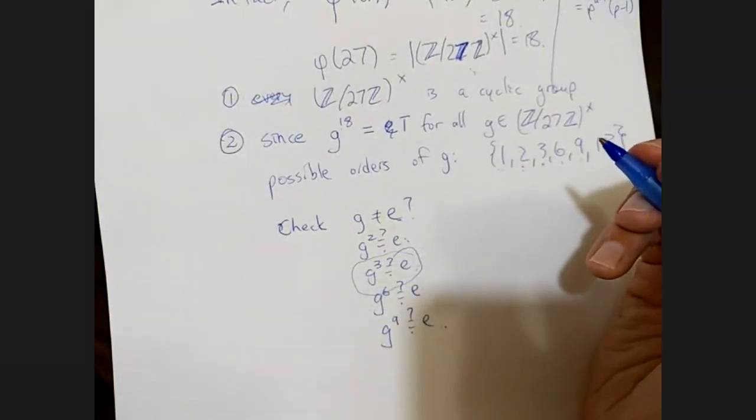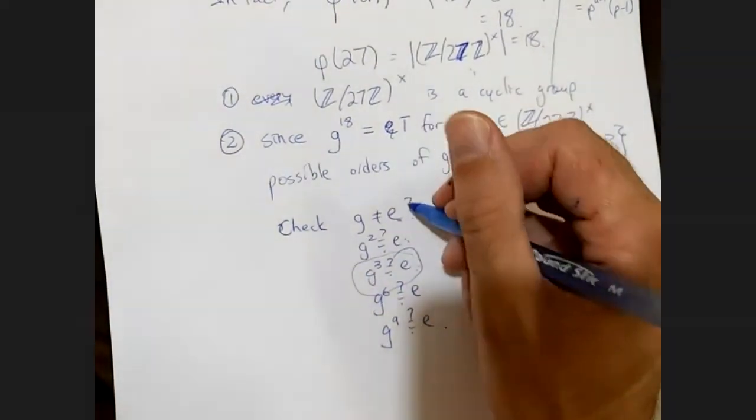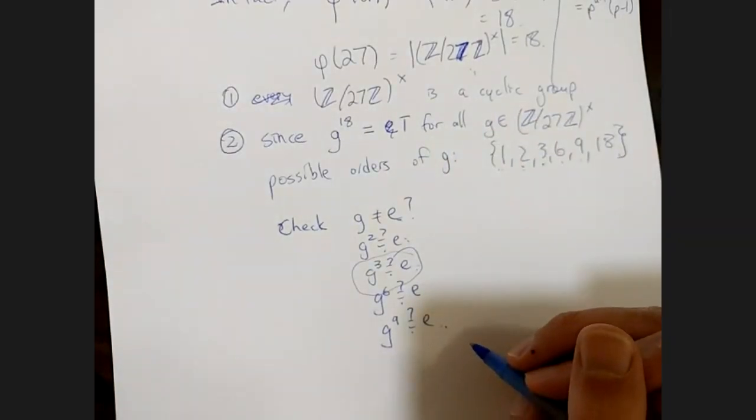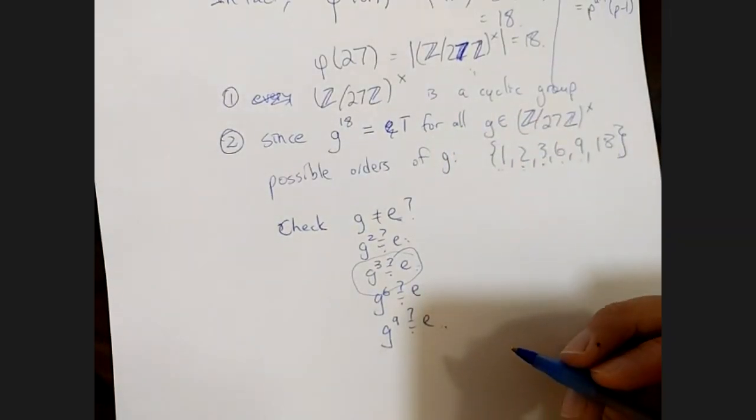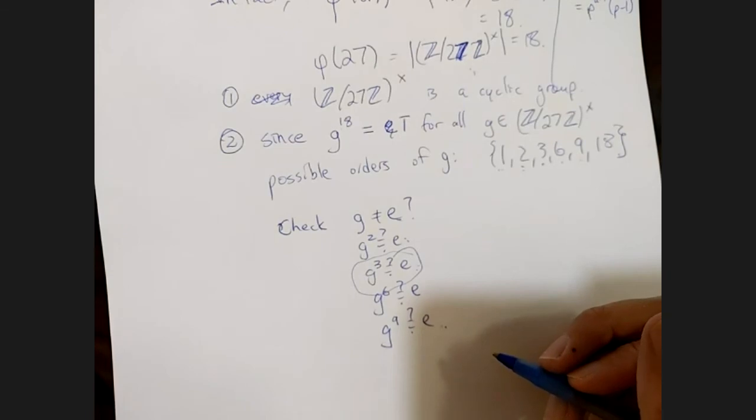So let's keep in mind these are the possible orders. Let's try our next example, which was I think the number 5. So let's try for 5.